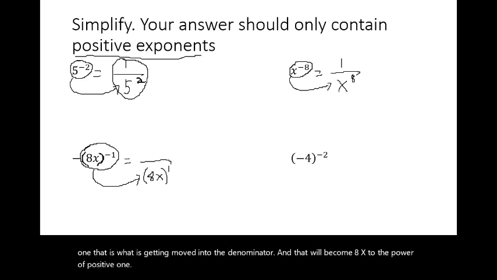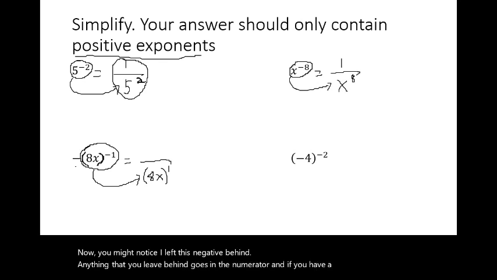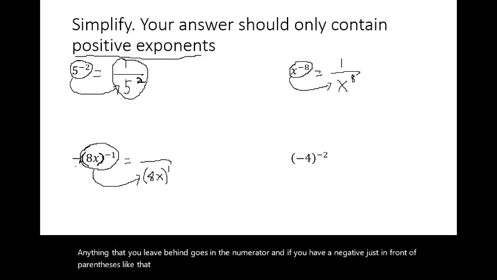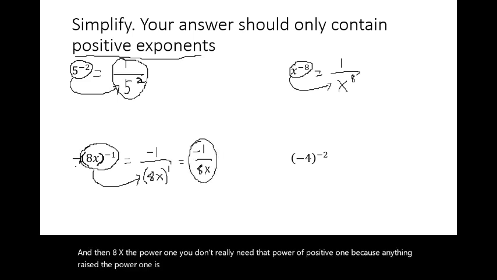Now you might notice I left this negative behind. Anything that you leave behind goes in the numerator, and if you have a negative just in front of parentheses like that, you can always assume that there's a 1 there. So there is a negative 1 left over in the numerator. And then 8x to the power 1, you don't really need that power of positive 1 because anything raised to the power 1 is itself. So negative 1 over 8x would be your fully simplified final answer.